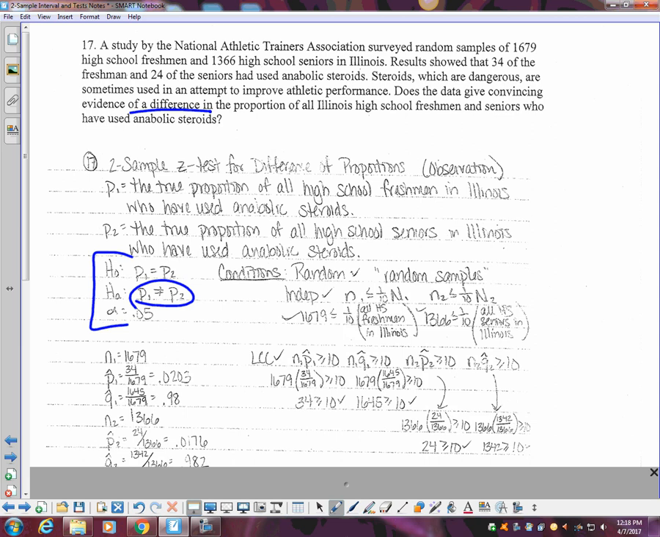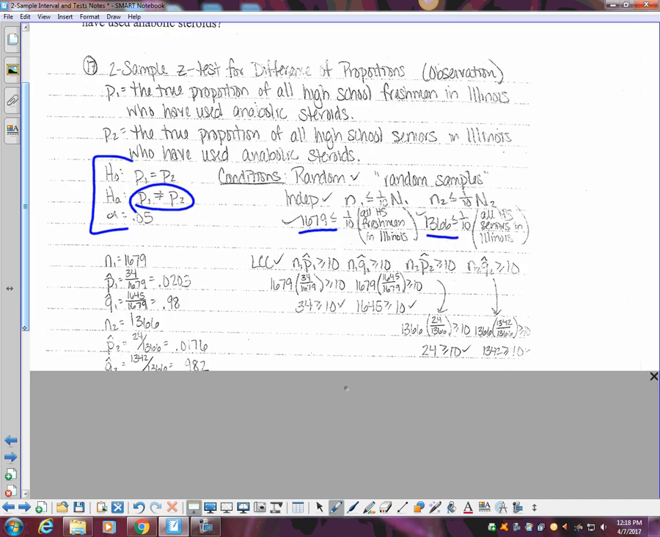Random, it does say that there are random samples. Independent, I have to test both. So there's my sample size: all high school freshmen in Illinois and all high school seniors in Illinois. My large counts condition, this one's a pain in the rear end when you have two samples. And P hat, because this is data from a sample, and Q hat, sub 1s and sub 2s, throw your formulas in here. And don't stop here and do a check mark. Come here before you do your check mark. Show them all the way through.